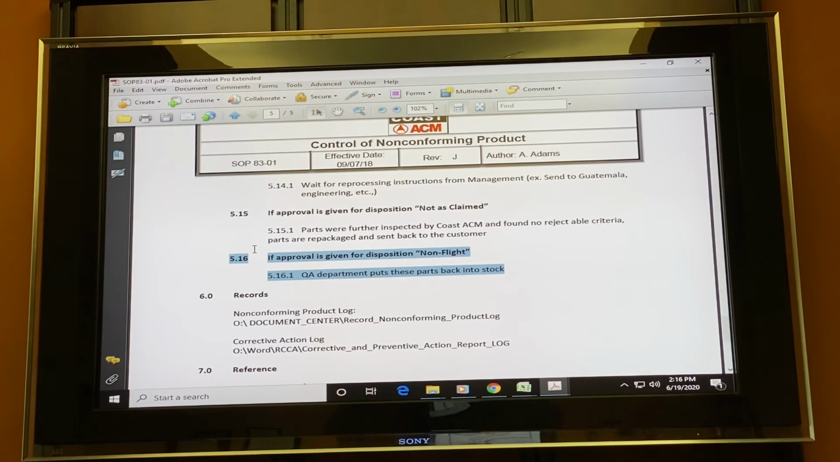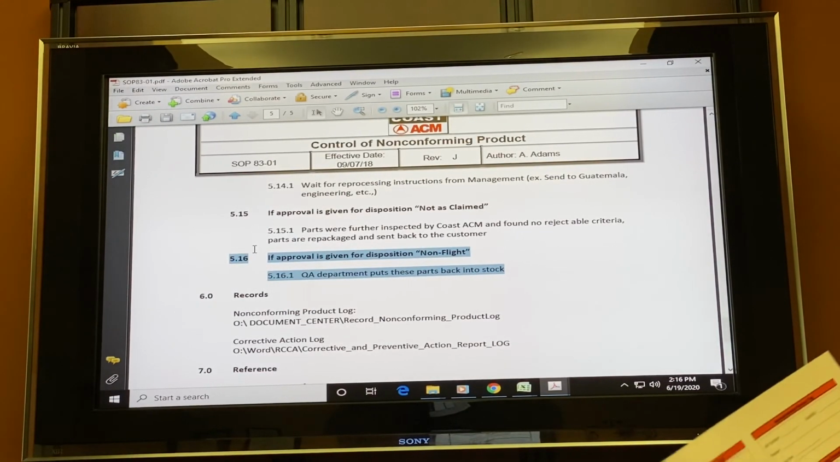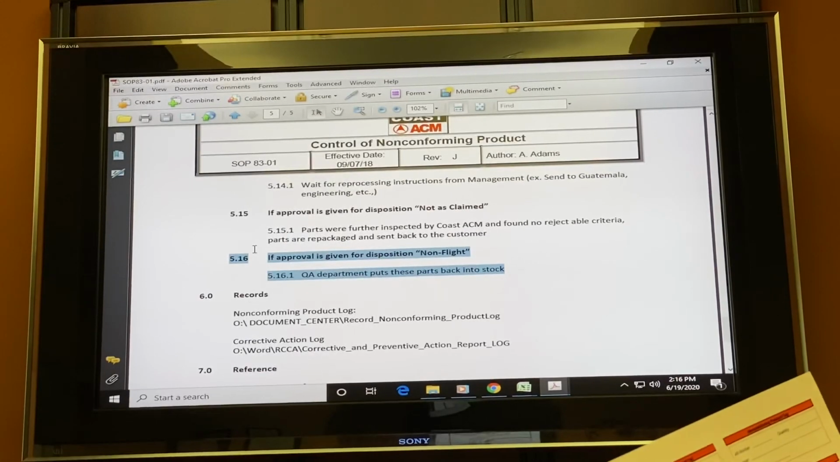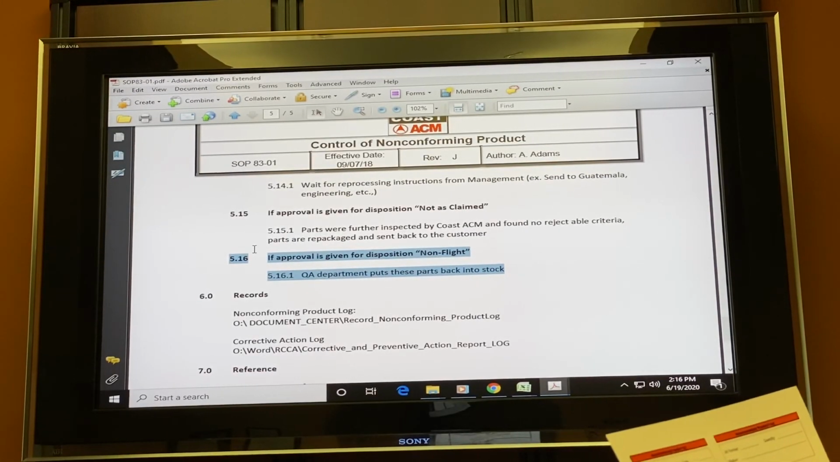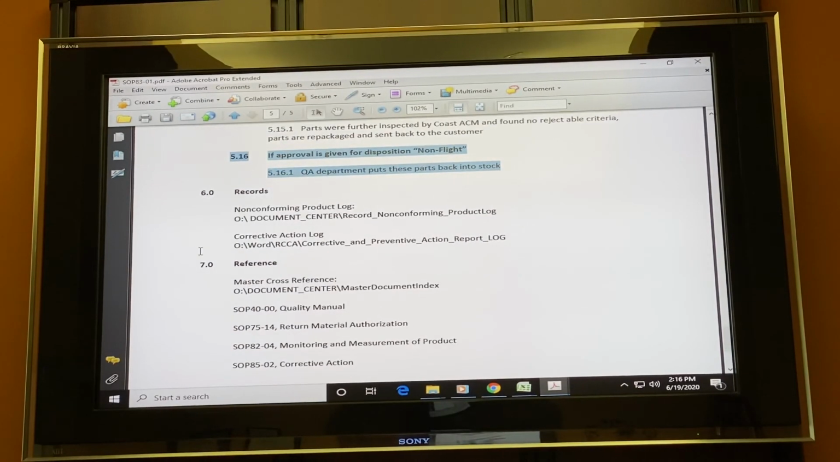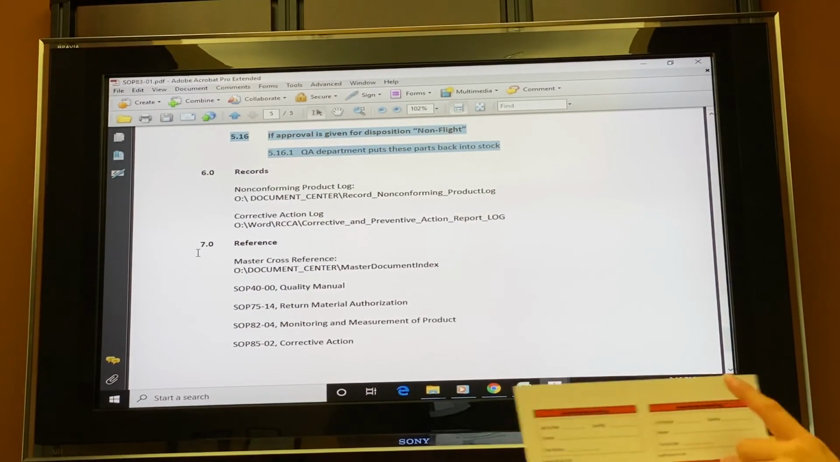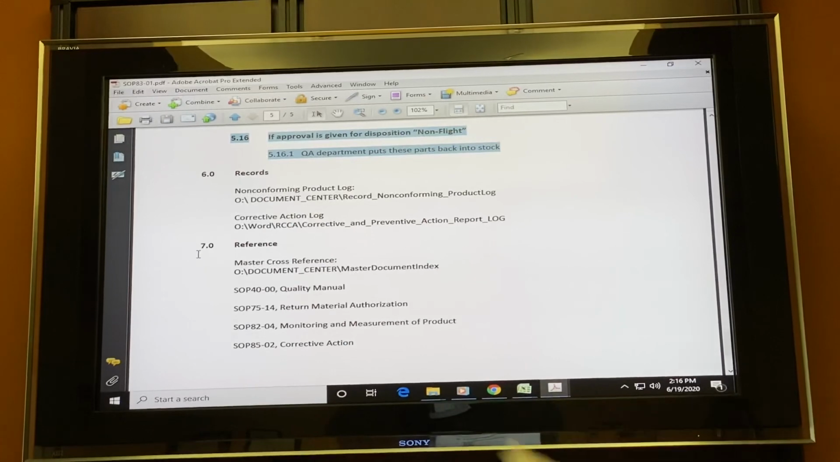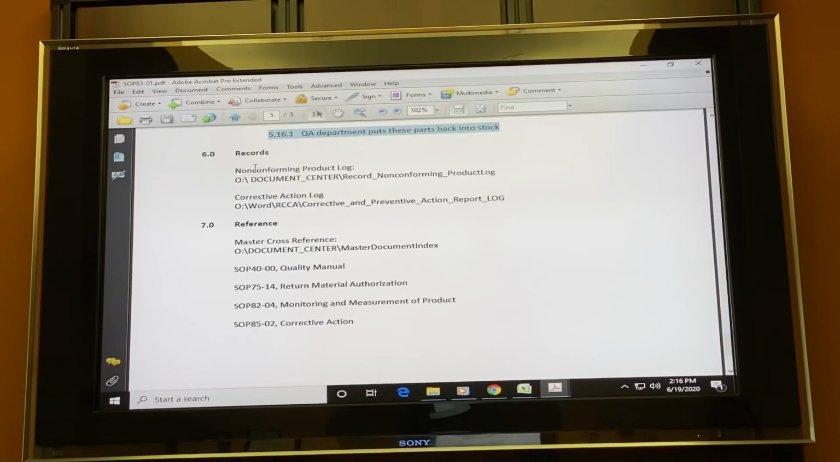But they need to know that. Because if you just put them in there, just the part number, that's it, people won't know. So you want to leave this on there and put like non-flight on there, or disposition as non-flight. That's the only time that you wouldn't put this tag on the record form. Okay. And then here's some more records and some references on there.